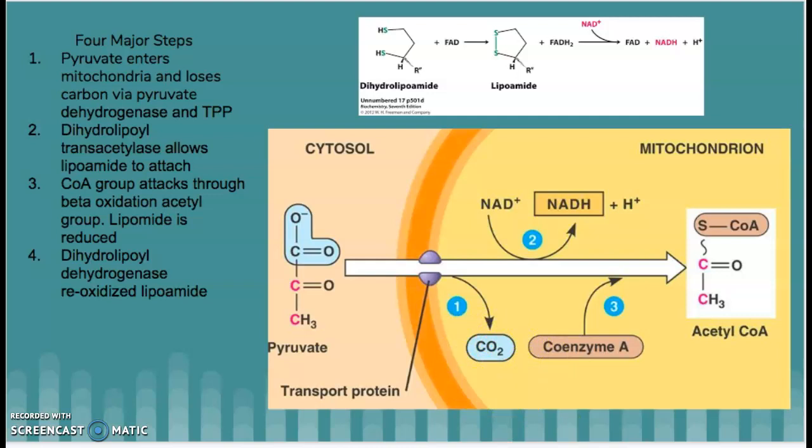And in the last steps of the pyruvate oxidation, lipoamide transfers electrons to FAD, forming FADH2, and oxidizes lipoamide. Ultimately, electrons are going to be donated as well to NAD plus to form NADH, and then the lipoamide is reoxidized by dihydrolipoyl dehydrogenase, so it can basically be reused for further reactions.